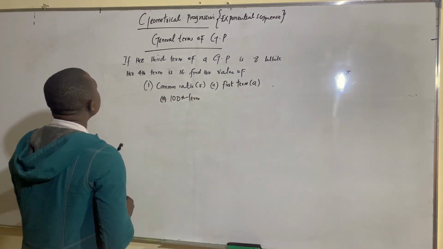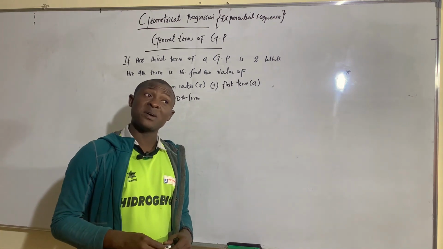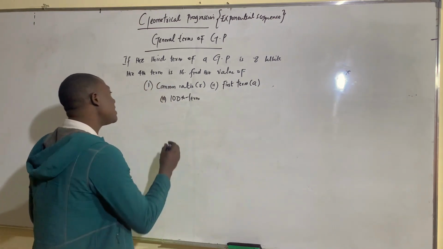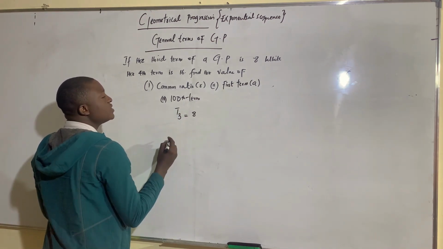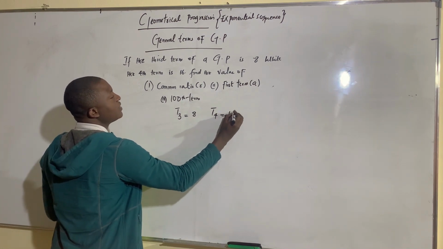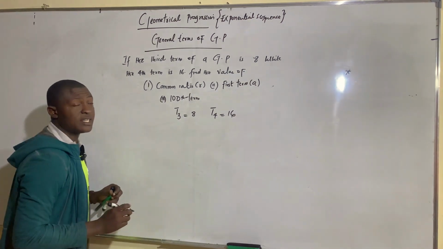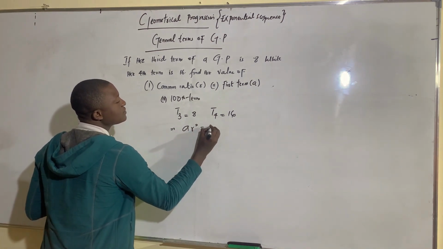So let's go back. If the third term of a GP is 8, can you remember how we write the third term? Let's first interpret it. The third term is given as 8, and the fourth term is 16. So now I can easily interpret this. The third term is nothing but AR square equal to 8.